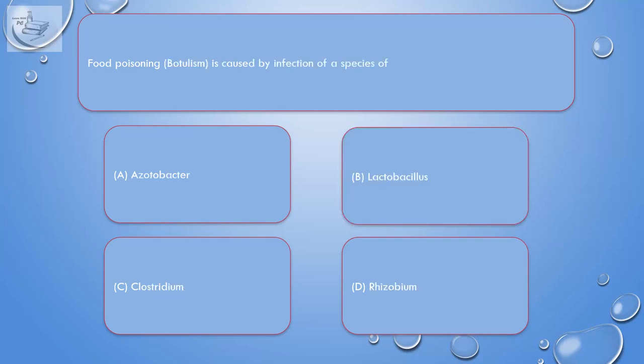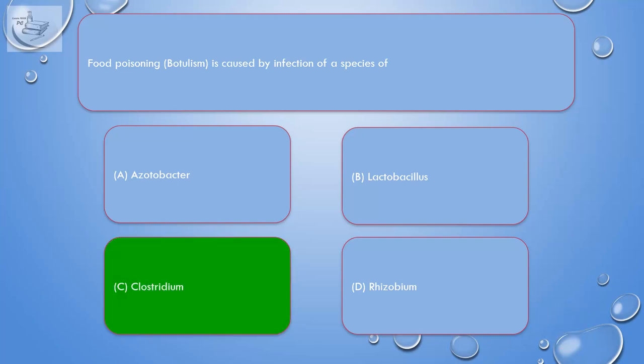Question: food poisoning, botulism, is caused by infection of a species of A. Azotobacter, B. Lactobacillus, C. Clostridium, D. Rhizobium. Correct answer is C. Clostridium.